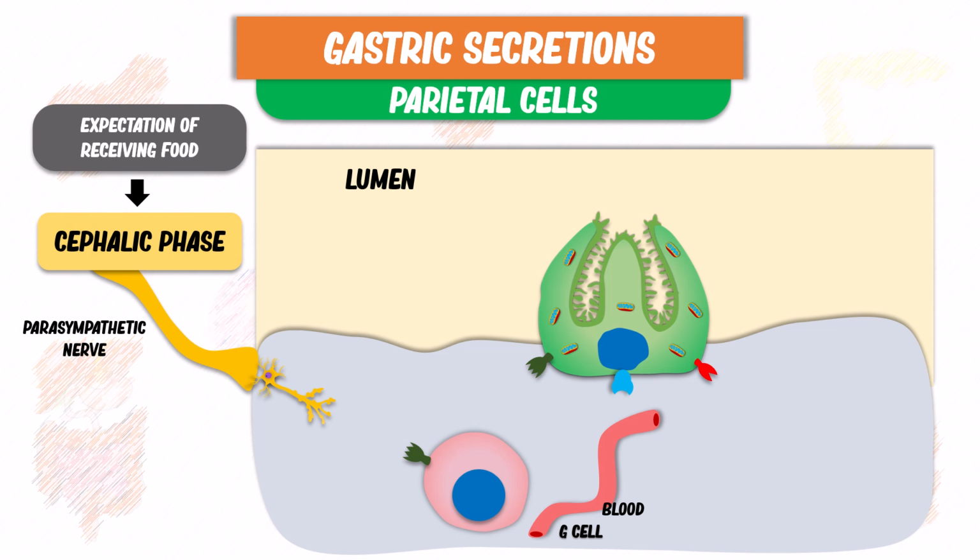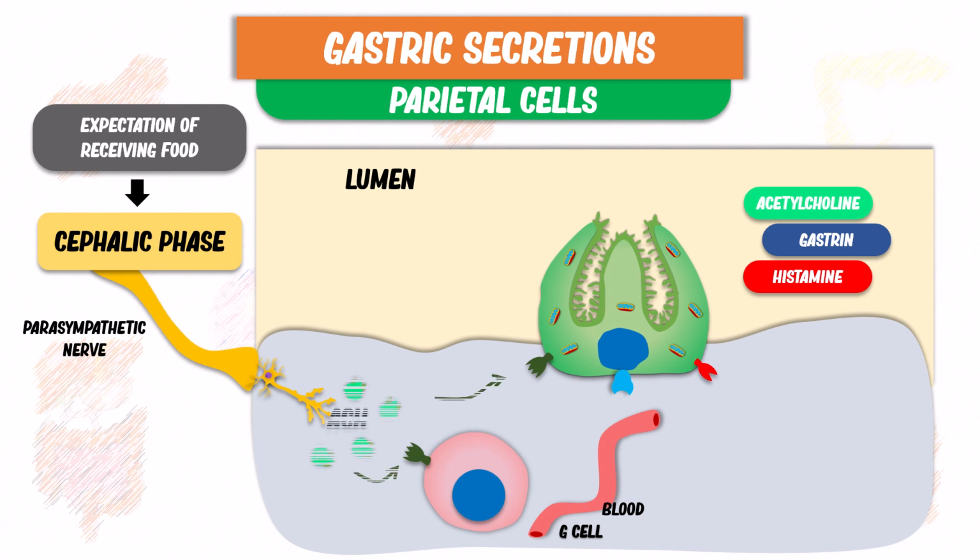The parietal cell can be stimulated by gastrin, acetylcholine, and histamine. The parasympathetic nervous system stimulates the enteric nervous system to release acetylcholine near G cells and parietal cells. Both cell types have receptors for acetylcholine, so the parietal cell is stimulated to secrete hydrochloric acid, and the G cell responds by secreting gastrin. Gastrin travels through the bloodstream and reaches the parietal cell, and the combined action of both gastrin and acetylcholine on the parietal cell further increases the secretion of HCl.